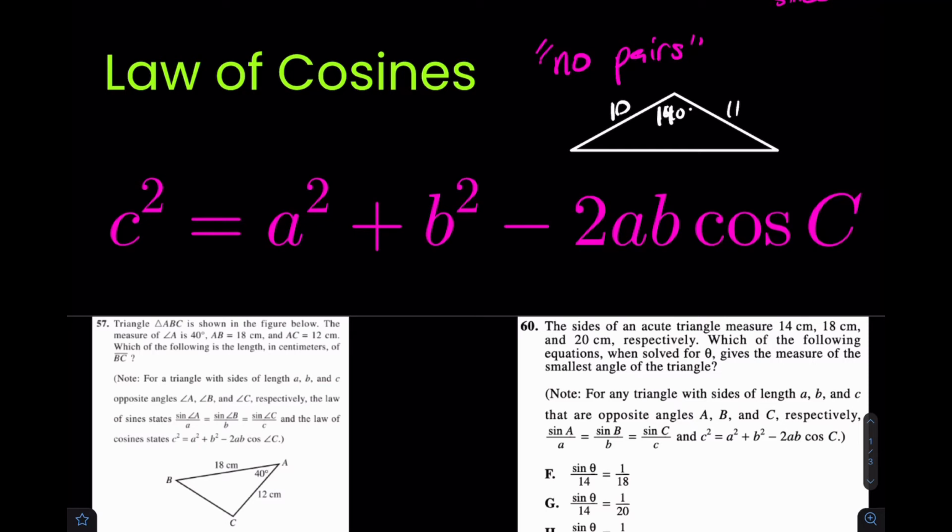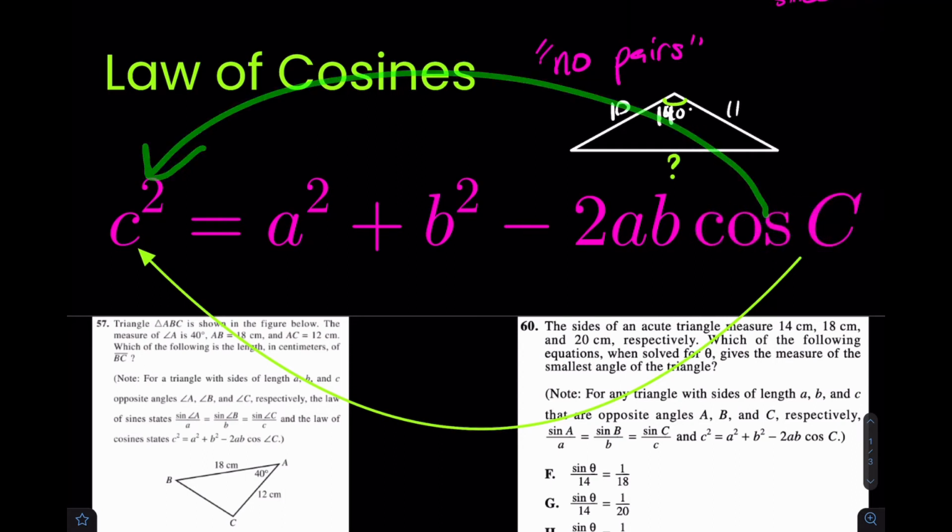Well, the big thing to know here is that this angle and this side always face each other. I'll say that one more time. This angle and this side always face each other. So if I have this angle, cosine of that angle, which side would this unlock? It would unlock this side. I'll say that one more time. Cosine of the angle will always unlock the opposing side, the side that it's facing.